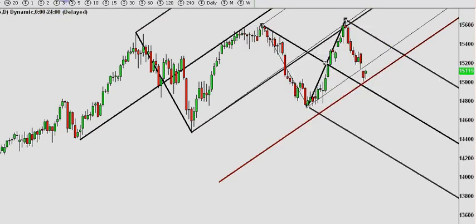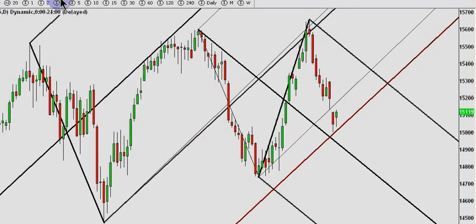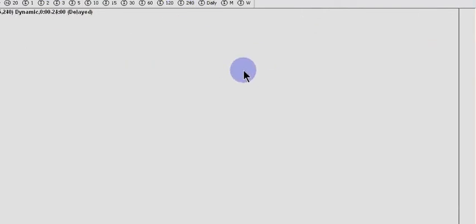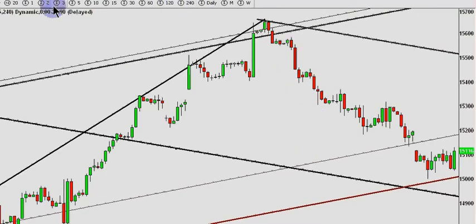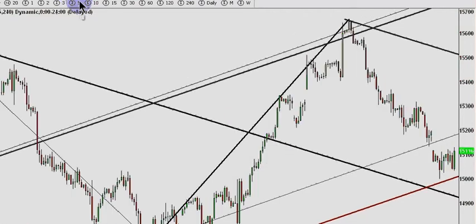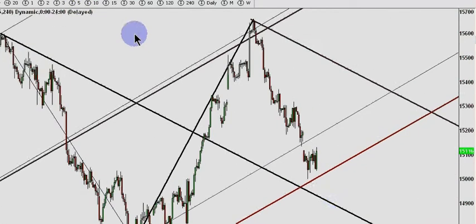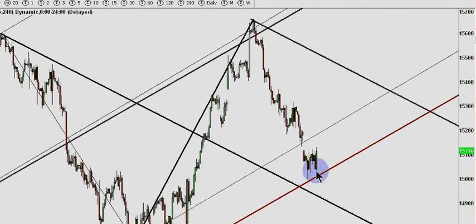Look at this fork. Let's give it a bit of space. In fact, let's go down to the 240 minute for that. You can see the distortions that are produced by the line tool in E-signal. And again, look at this. This is the center line here, the downsloping black fork we're talking about.